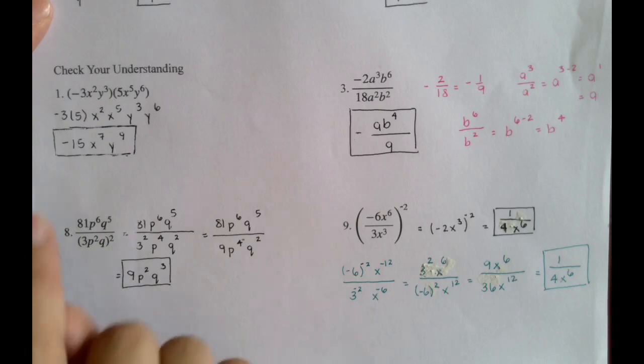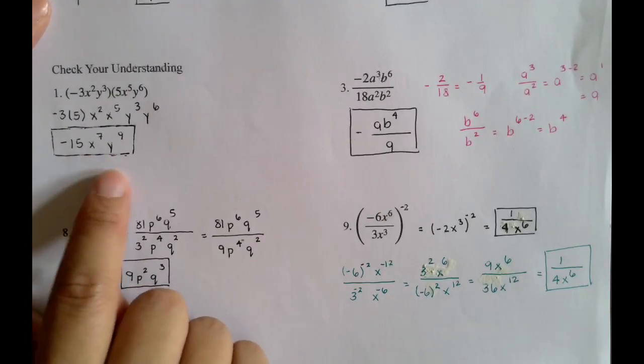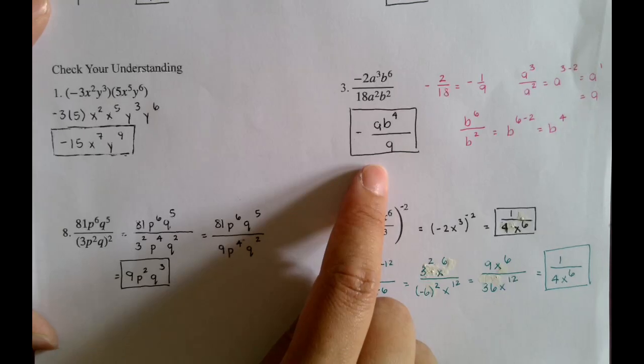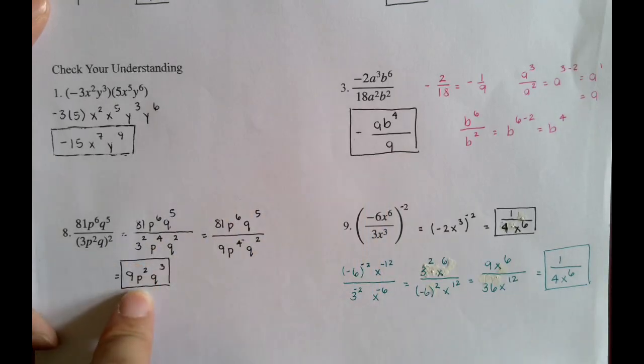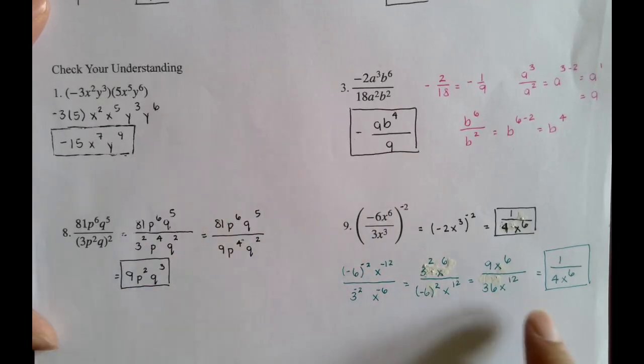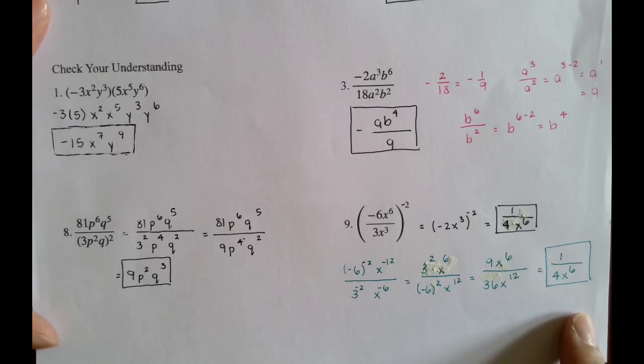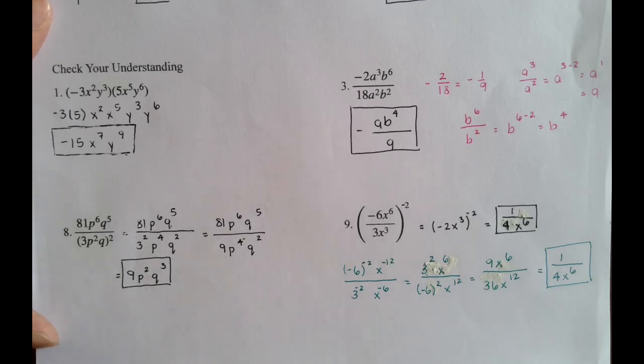Okay, for 1, you should have gotten negative 15 x to the 7th, y to the 9th. 3 is negative ab to the 4th over 9. 8 is 9p squared q cubed. And then number 9 is 1 over 4 x to the 6th. If you got those right, you can move on to the last example. If not, here's your explanation.